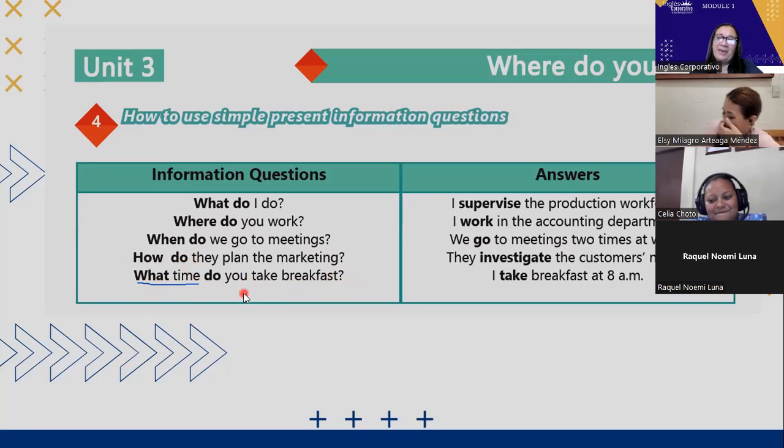What time do you go to bed? What time do you start work? What time do you finish work? Could be. Esto lo podemos adaptar, obviamente, para hacerle las questions a nuestro partner. Yes? Is this clear? ¿De esto tienen screenshot? Si no, igual la comparto. No problem. All right.